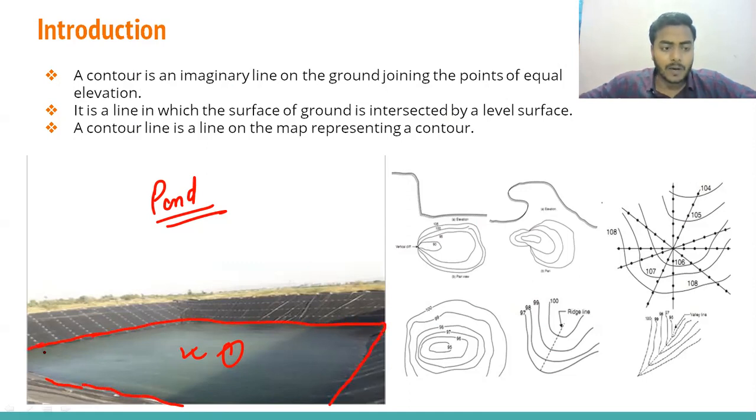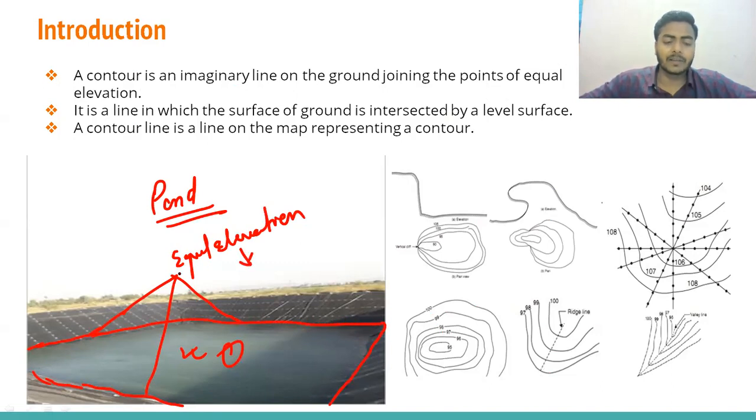Now we can say this water mark is representing equal elevation. When a line represents equal elevation, or a line joining equal elevations, we can call it a contour line. The water mark represented by the water is called a contour line. So now we have one contour line.